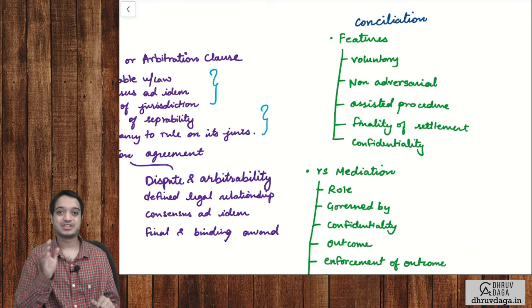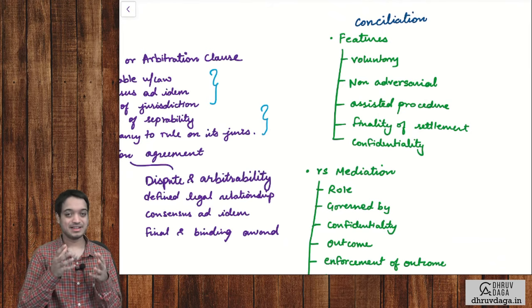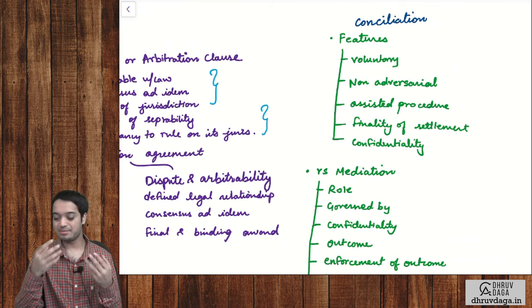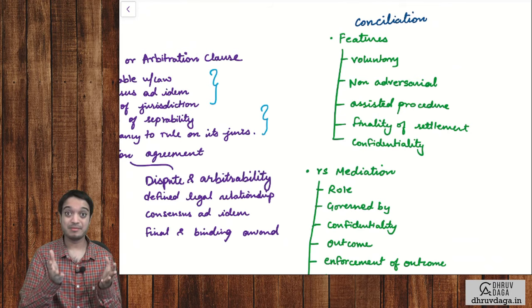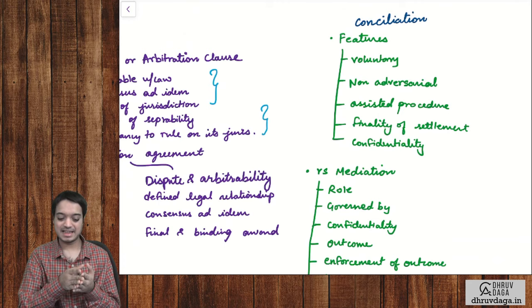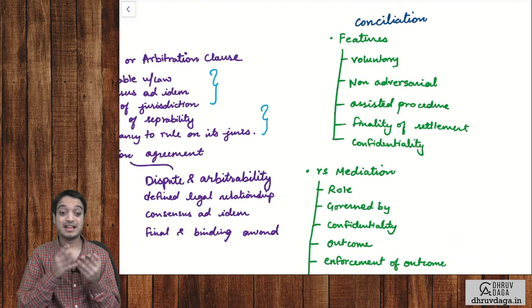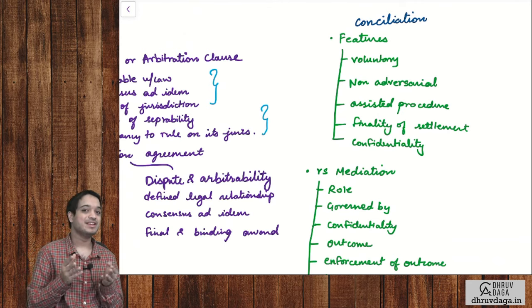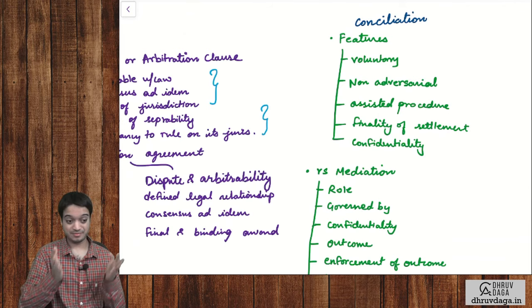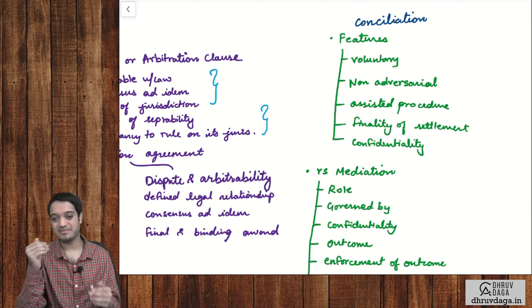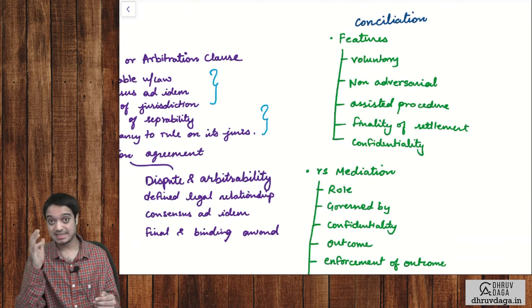In conciliation, the features of conciliation. The first feature is that it's voluntary. Conciliation is a purely voluntary process. You cannot force anybody to come into conciliation. The second, it's non-adversarial. Sometimes in arbitration, it may lead to a win-lose position. One party may win and the other party may feel that they have lost. In conciliation, that feeling doesn't come in.